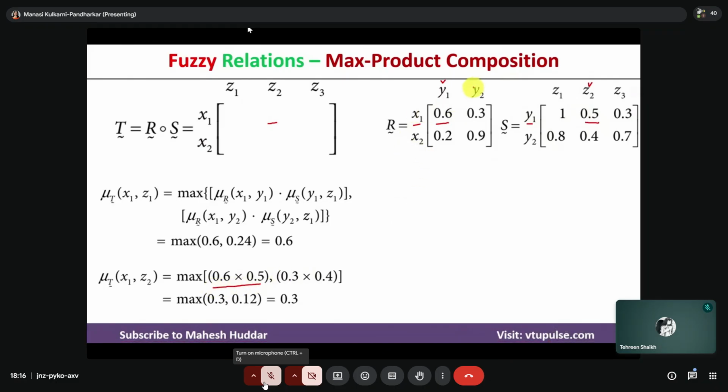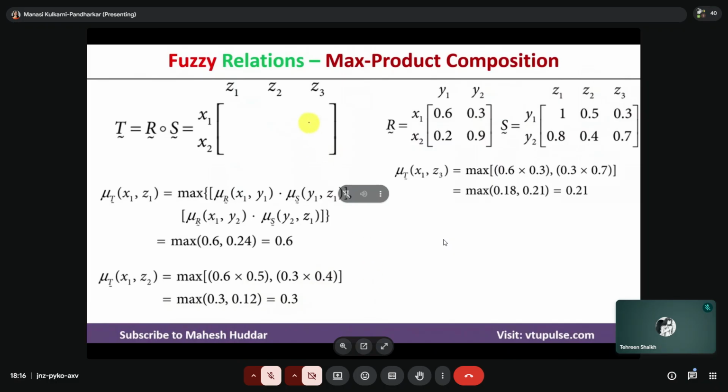Again, we will start at x1. We will go up to y2, that is 0.3. Now, from y2, we will go up to z2, that is equivalent to 0.4. 0.3 multiplied by 0.4, that is what I have written here. Now, the maximum between these two is equivalent to 0.3 here.